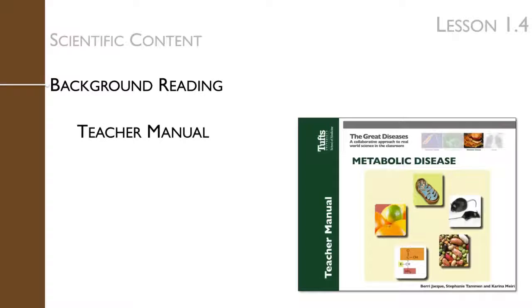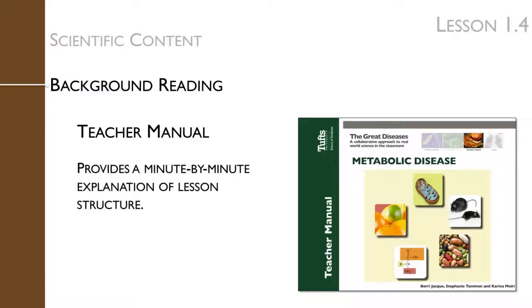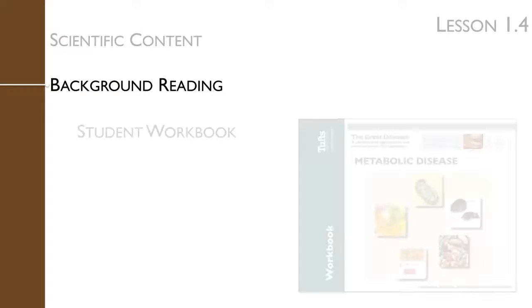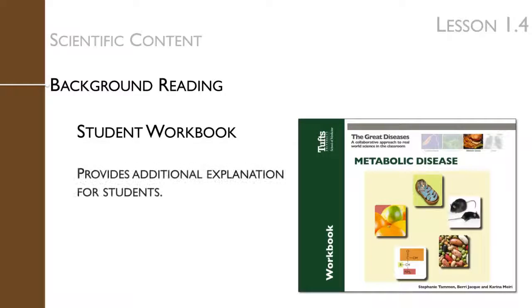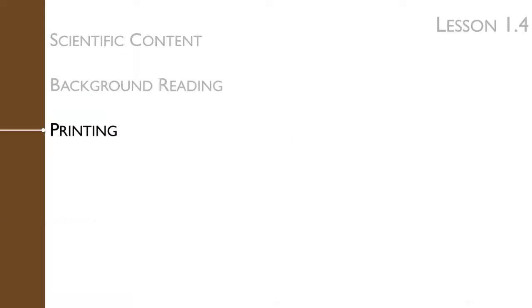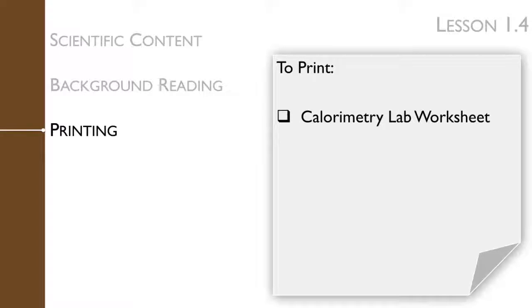The teacher manual or lesson plan provides a minute-by-minute explanation of the lesson structure, including instructions on how to manage the discussion and the activity. The student workbook provides additional explanations for the students. You will need to print the calorimetry lab worksheets for the students.